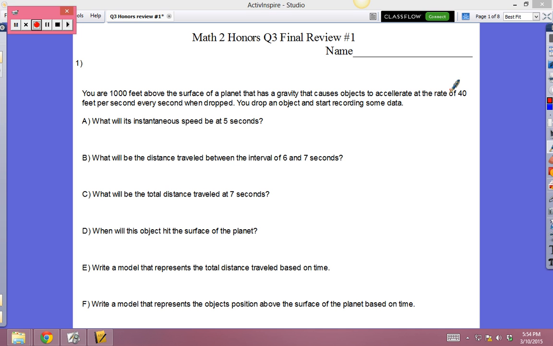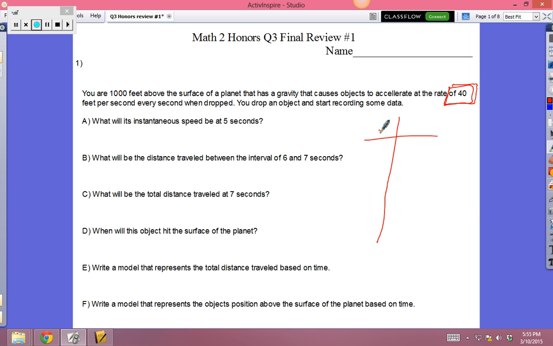Acceleration. You're on a planet where you drop an object and gravity is going to cause it to increase at the rate of 40 feet per second every second. So every second it's going to get faster and faster. Part A through F. A, how fast is it going to be going at 5 seconds?